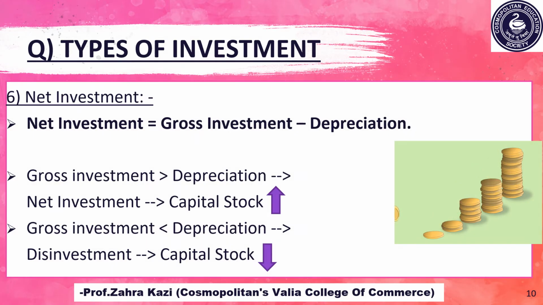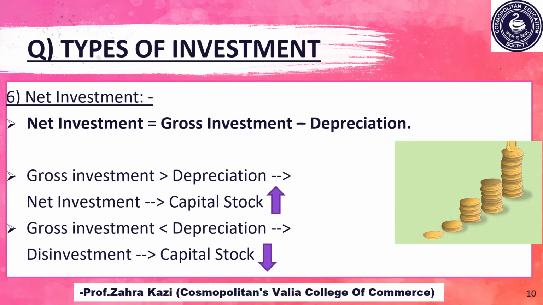The sixth and the final type of investment is net investment. Net investment is obtained by subtracting depreciation from gross investment. Therefore, as you can see in the formula, net investment is gross investment minus depreciation. As we know, depreciation means some form of spending which is made in order to replace the machinery or capital assets which are out of working condition or have become obsolete, that is very old.